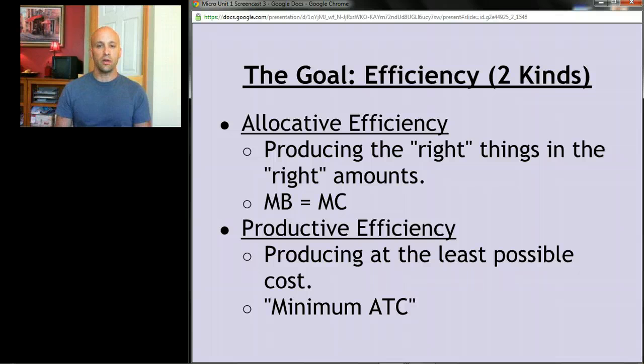Now, a little sideline for yourself. I noted it down here. In the future, we're going to give a name to productive efficiency. We're going to call it minimum average total cost, or minimum ATC. That's going to be important later on. I wanted to mention it here so that the term might be familiar to you when we come back to it.